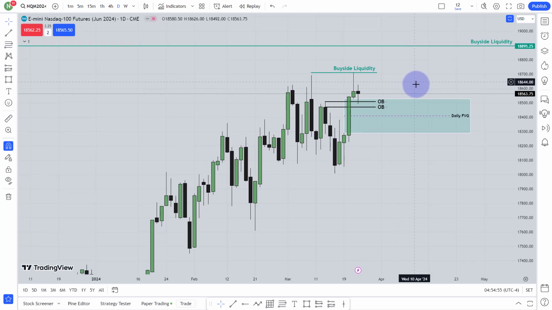So what is your first job? First job is go to your daily chart and look for the point of interest. First, you have to look for the daily liquidity. Where is your daily liquidity? Here is your daily liquidity.